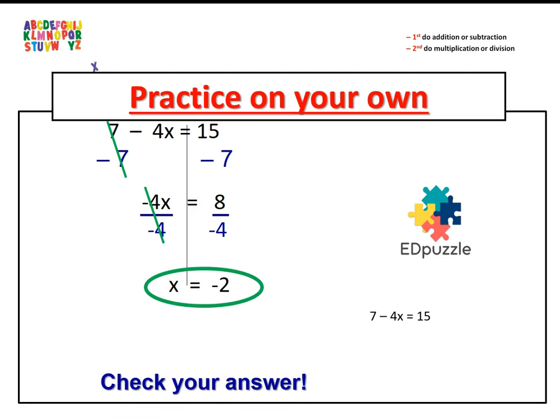Make sure you got it right. 7 minus 4. Now x here is negative 2, so I'm going to insert negative 2 for x, and that all equals 15. I've got 7 minus negative 8 equals 15. I'm going to add the opposite. So I get 7 plus 8 equals 15. 15 equals 15. We are doing well. I hope you got that right.